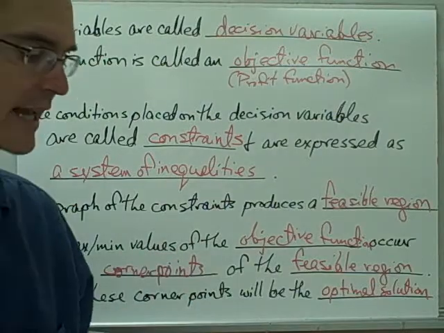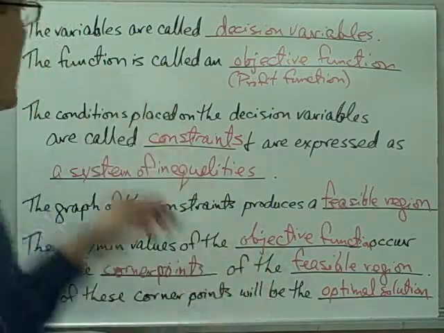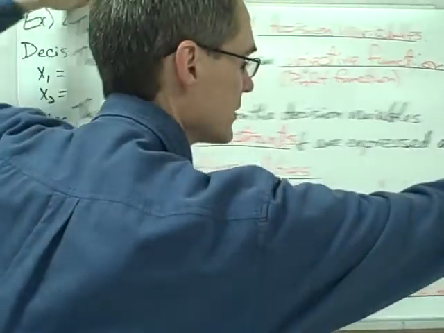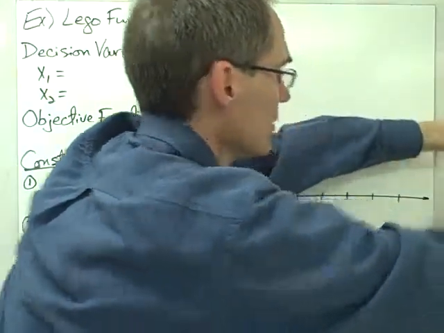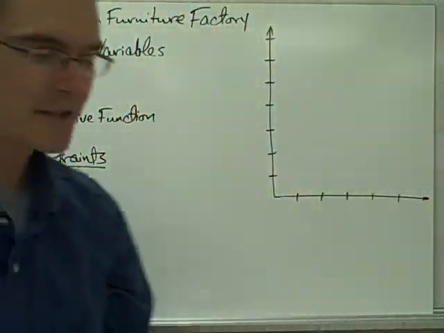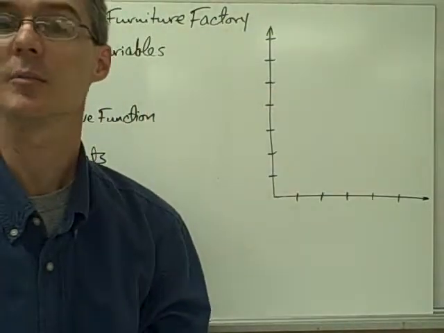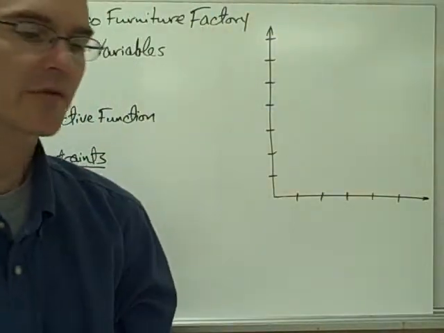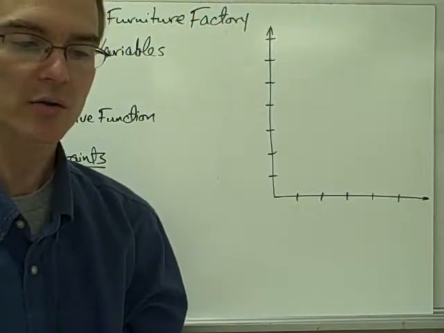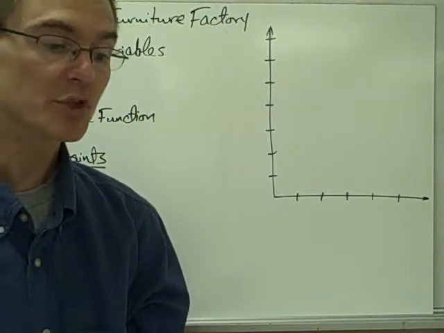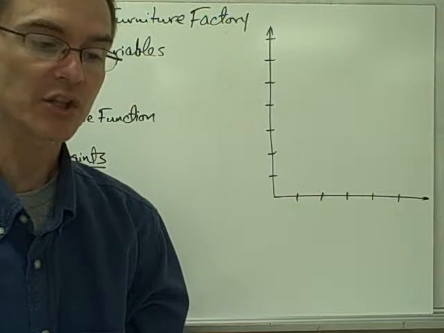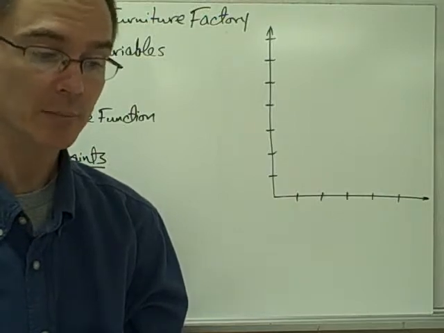Now, let's take a look at a linear programming example here, and some of these terms are going to start to make a little bit more sense. So this example has to do with the Lego Furniture Factory, and we looked at this example a little bit already in class. Lego Furniture Factory produces only tables and chairs. A table is made of 2 small pieces and 2 big pieces, while a chair is made of 2 small pieces and 1 big piece.